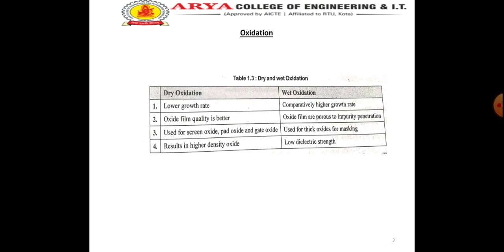Now within the table all of you are watching, we have differences between dry oxidation and wet oxidation. These differences are based on a lower growth rate in dry oxidation and a comparatively higher growth rate in wet oxidation. Oxide film quality is better in dry oxidation. Oxide films are porous to impurity penetration in wet oxidation. Dry oxidation is used for screen oxide, pad oxide, and gate oxide, and wet oxidation is used for thick oxide for masking. Dry oxidation results in higher density oxide, whereas in wet oxidation, low dielectric strength is there.